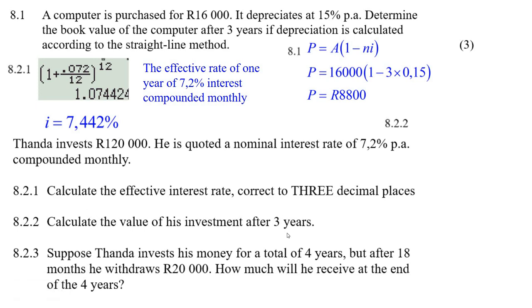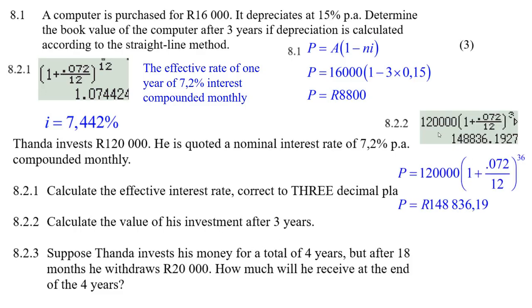Calculate the value of the investment after 3 years. Well, this is pretty nice because all you do, 3 years means it's going to compound 36 times, 12 times 3, and you just put it in there, multiply the 120,000 by that, and that's going to be it. 120,000, there it is in the calculator, 1 plus 0.072 divided by 12 because it's monthly. I got 148,836 Rand and 19 cents.